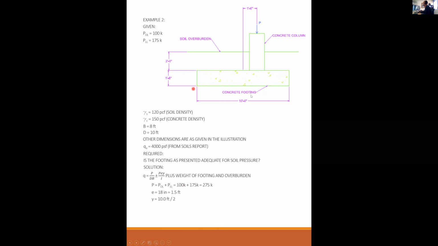Just usually for foundation designs, I put everything in feet. My allowable is based on square feet, so it's just easier to have a common unit, and so I put everything in feet. Y is the distance from the center to the extreme, which is 5 feet. And my moment of inertia of the foundation is 8 times 10 to the third over 12, 666.7 feet to the fourth.